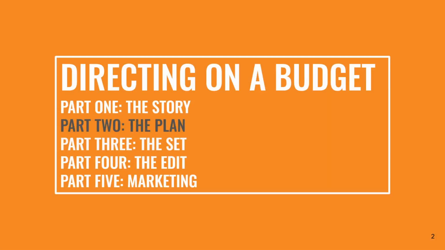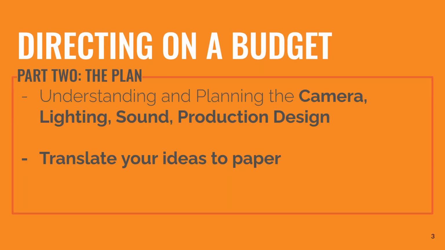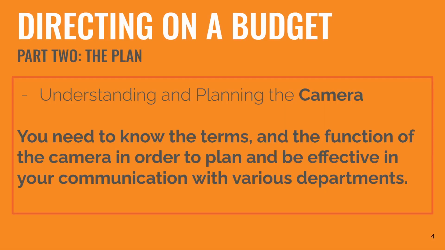We're going to be talking about the plan, and it's a little bit of a complex thing. As I was designing this, I realized that there are areas you really need to understand: camera, lighting, sound, production design, and then translate those ideas to paper. But we need to understand the terms. You need to know the terms and the function of the camera specifically. We'll start here in order to be effective in your communication with various departments.